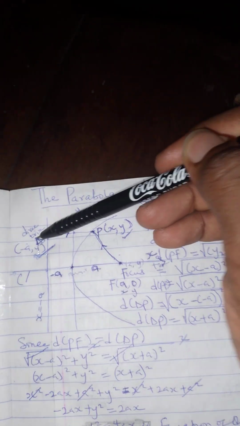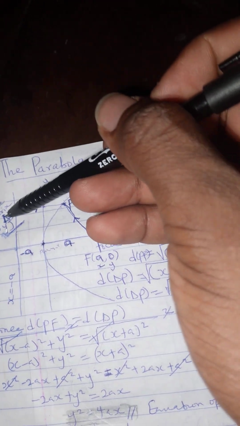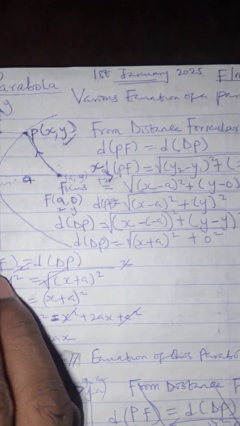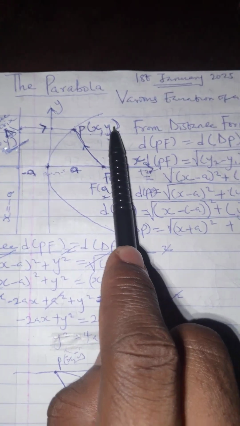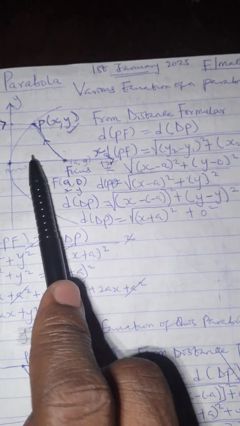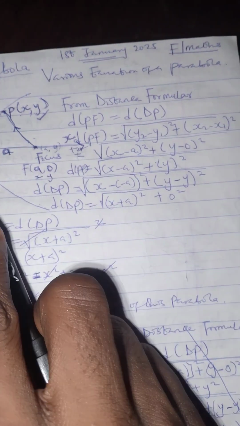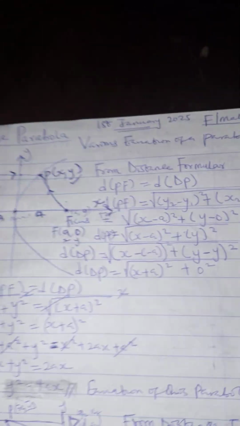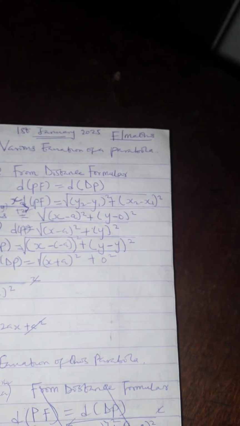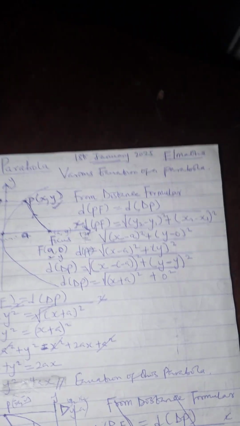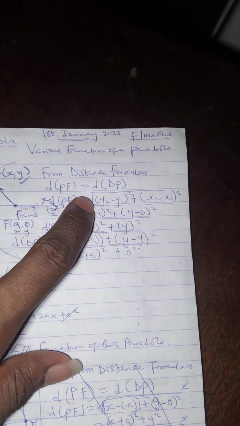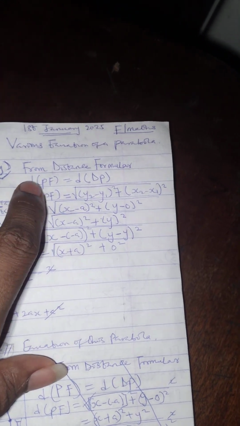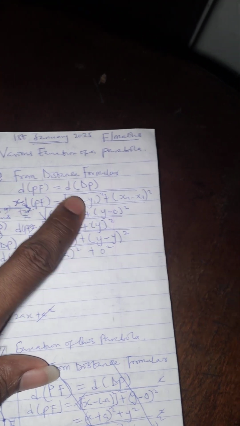So now we know the value of D, we know the value of P, we know the coordinate of D, the coordinate of point P, and the coordinate of point F. Now we have to solve using our distance formula. I said earlier that the line DP is parallel to the line PF. That means they are equal, so DP will be equal to PF. So we are using our distance formula so that we can get the equation of this parabola. So now when we use the distance formula, we have distance DP is equal to distance PF.